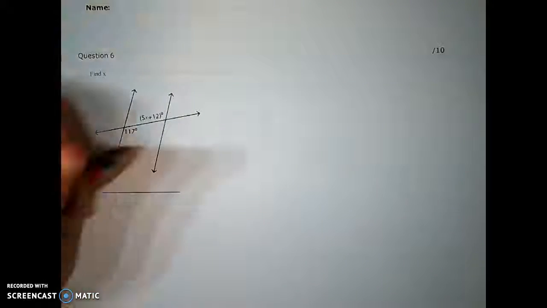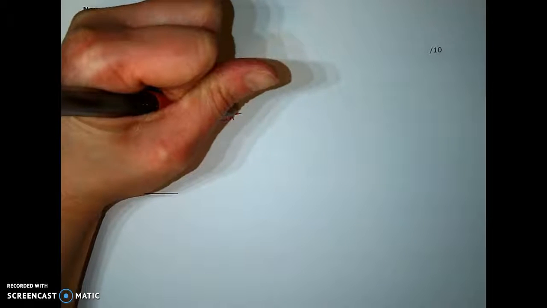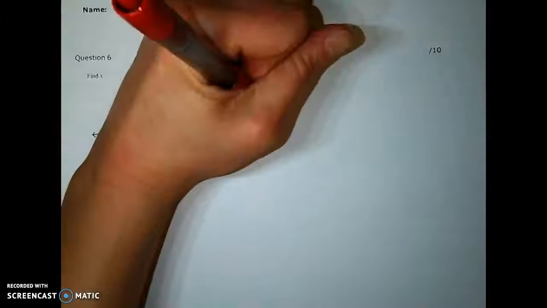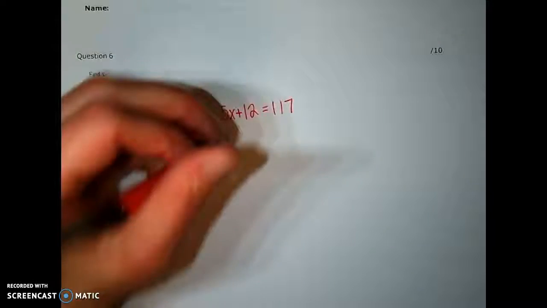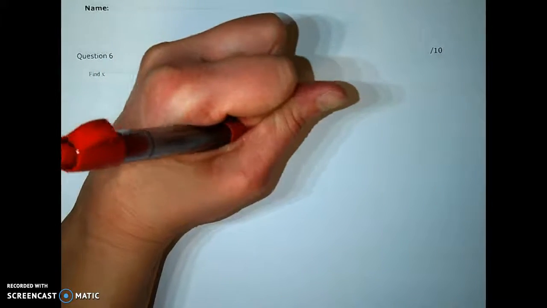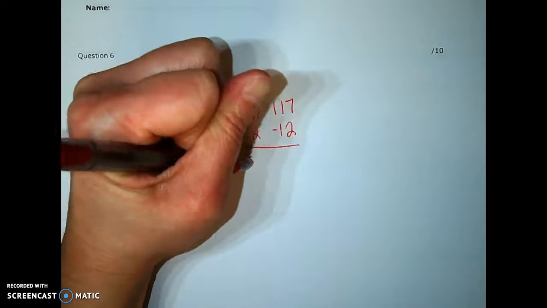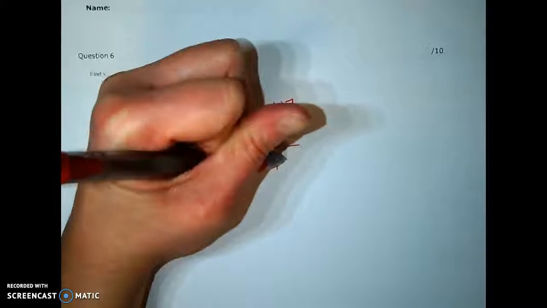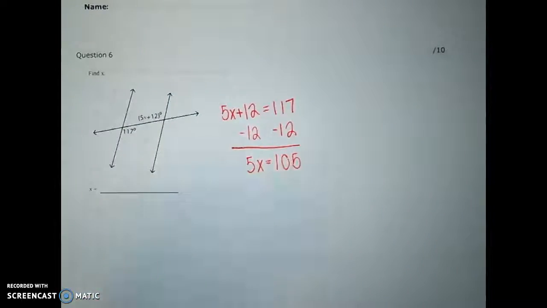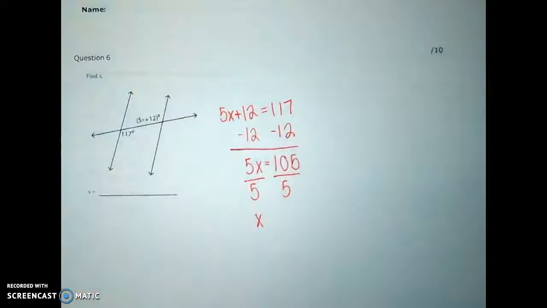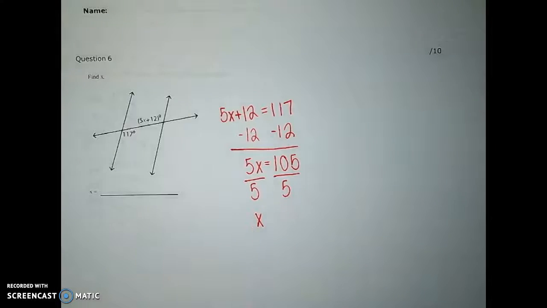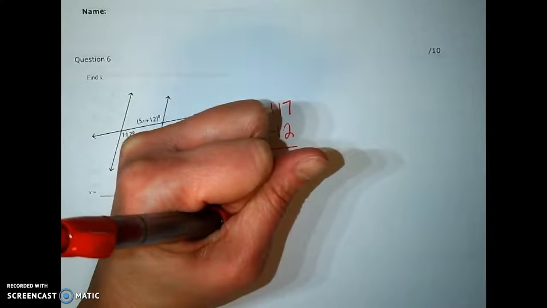So I'm going to write my equation as 5x plus 12 equals 117, because I know both of those angles are the same. Now this is a two-step equation. To solve it, first I have to subtract 12 from both sides, and that's going to give me 5x equals 105, and then I'm going to divide both sides by 5. That's going to give me 105 divided by 5, that'll be 21.